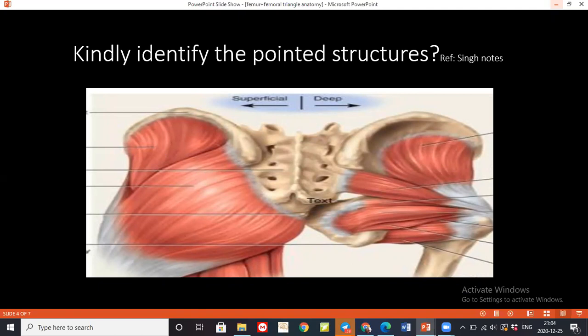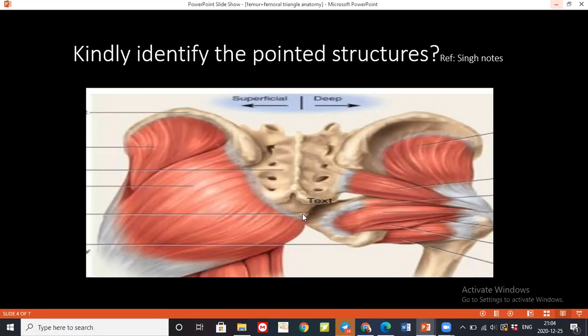Can you continue and tell me all, which one is this? Sacrum. Which muscle is this? This is the gluteus maximus. The one on the top is the gluteus maximus, and then the one above is medius. We cannot see minimus here.